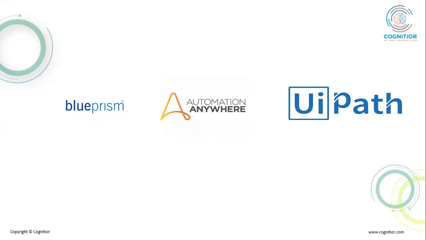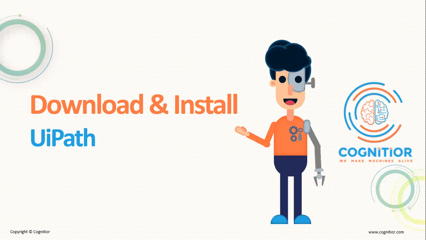UiPath is among the top tools to learn RPA as it does not require any programming knowledge. It's very simple to use. You just have to drag and drop the functionality to set the solution to your problem. Once you become an expert, you can go to the UiPath Pro Edition and implement it at a business level. Now let's discuss how to download and install UiPath.